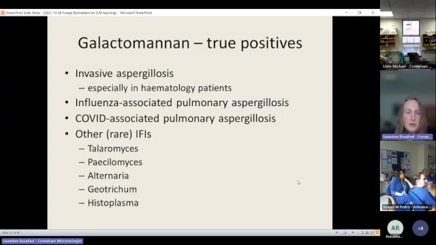True positives would happen in invasive aspergillosis, and that can be associated with influenza or COVID. Just to note that for influenza, you're more likely to get a positive serum galactomannan. In COVID-associated aspergillosis, it was actually fairly rare to get a positive serum galactomannan, but we did often get positive BAL or NBL galactomannans. Then there are the other rare invasive fungal infections that I wouldn't expect to come across very often, if at all.